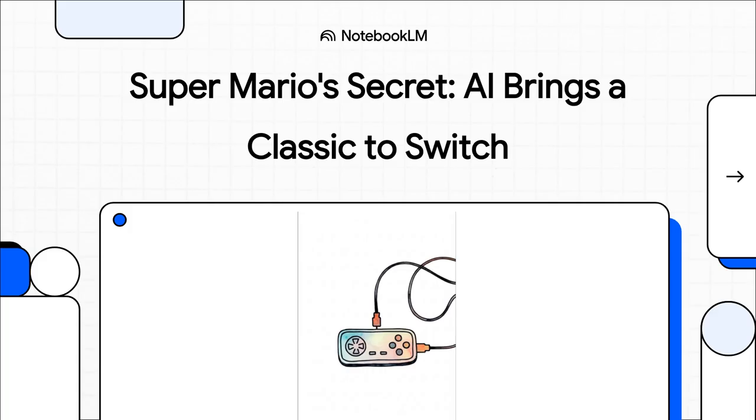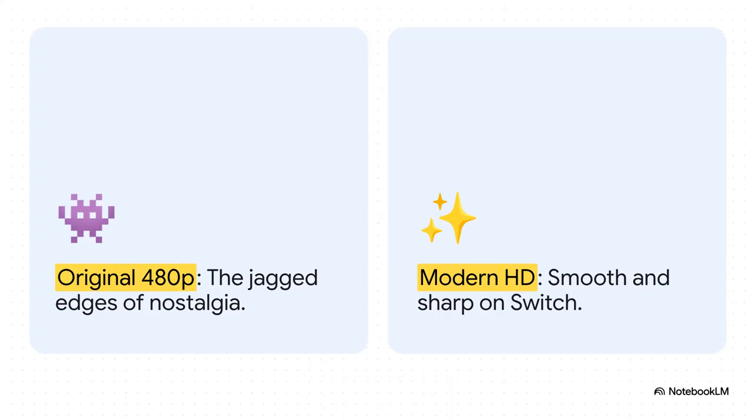How on earth could they make games designed for old, fuzzy TVs look amazing on a crisp Switch screen without totally rebuilding them from the ground up? And this slide really gets to the heart of the problem. On the left, you've got that original 480p resolution, what I like to call the jagged edges of nostalgia. It looked totally fine on our old tube TVs back in the day. But when you blow that up on a modern 1080p screen, it's a pixelated mess.